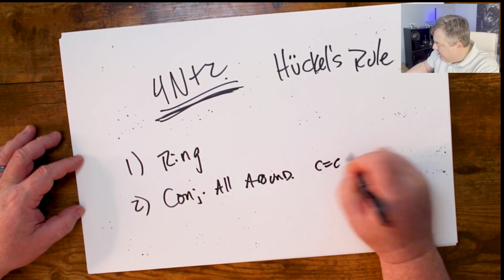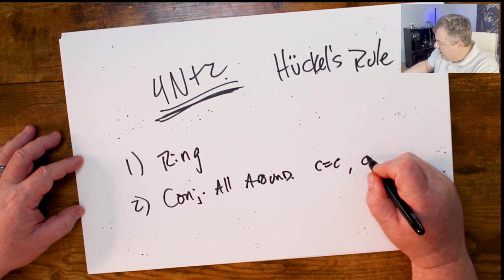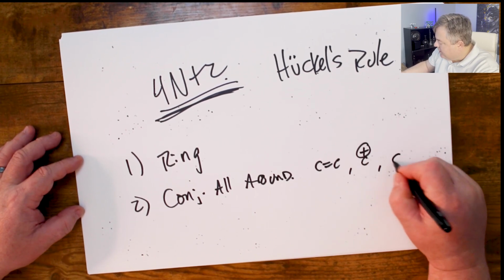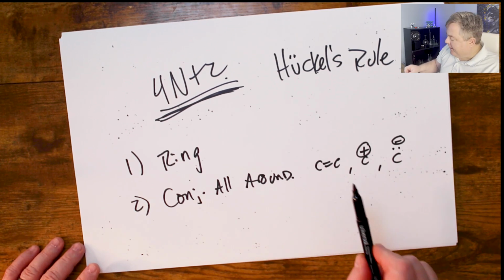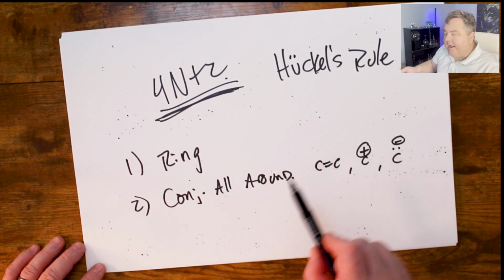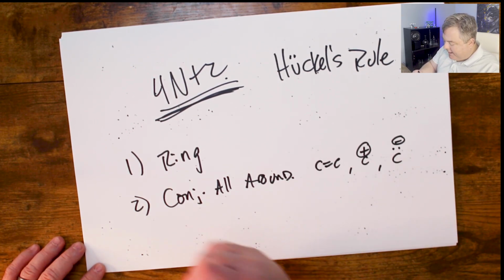That could be something with a double bond. It could be something with a positive charge. It could be something with a lone pair of electrons. But you need something to cause it to be conjugated all the way around. A p orbital at every atom.